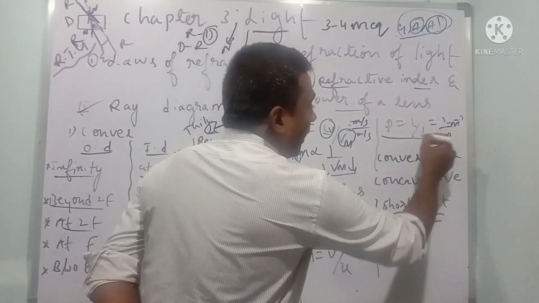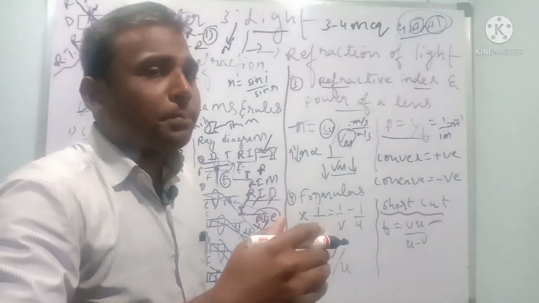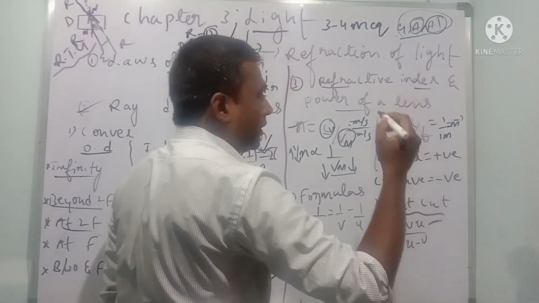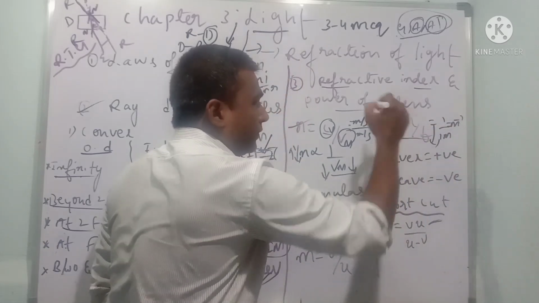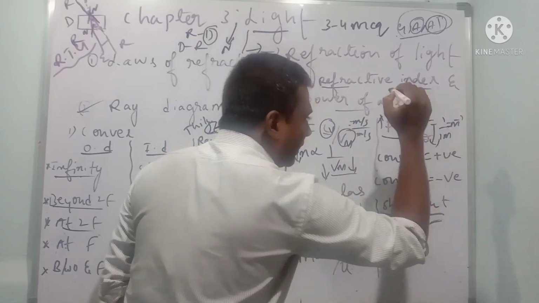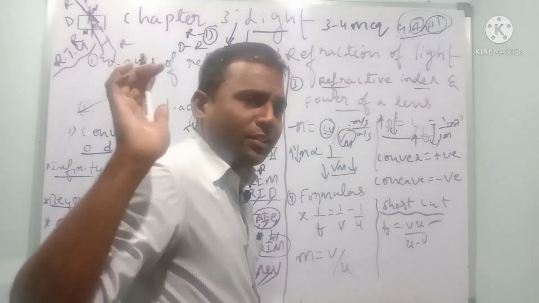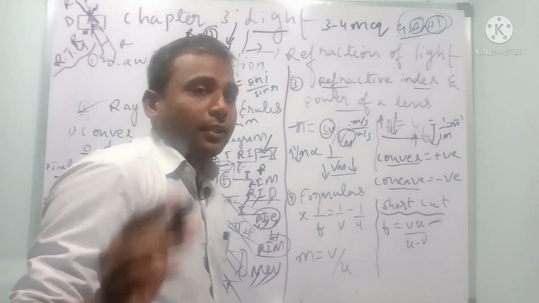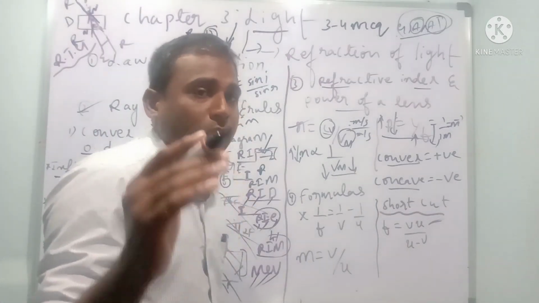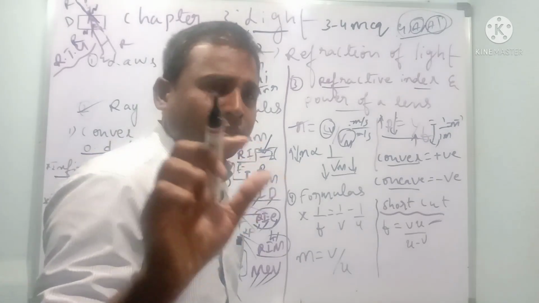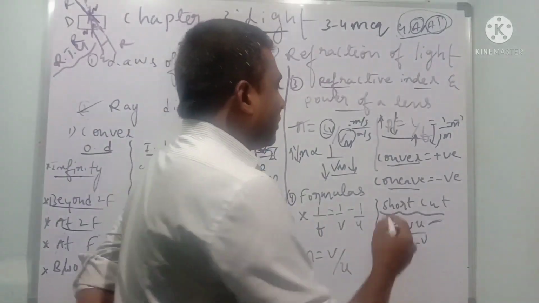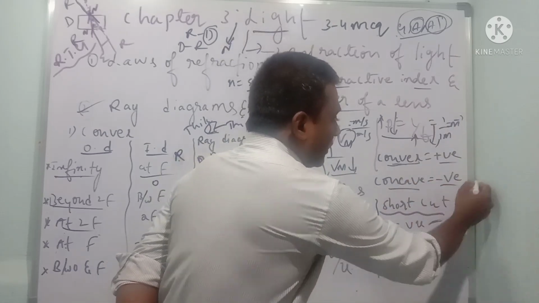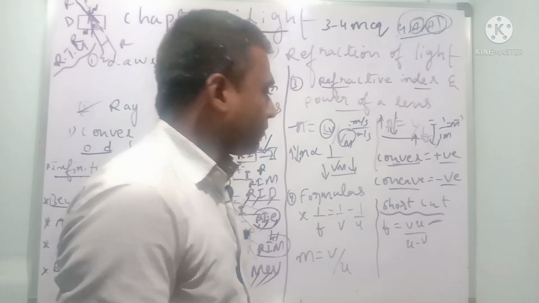Again very important: how are focal length and power of a lens related to each other? They are inversely proportional. If focal length decreases, power of the lens increases. If focal length increases, power of a lens decreases. And remember the signs; we will discuss in numericals also. Children, I will tell you in the numerical part, after this class. Now, for a convex lens, power is positive. For a concave lens, it is negative. That's it.